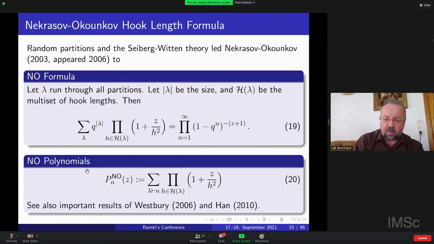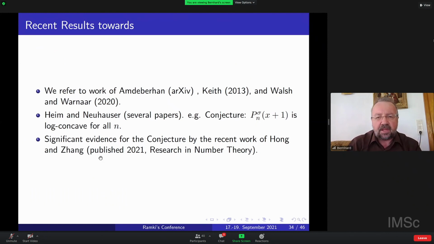So there's work of Westbury, Hahn, Abate Hahn. He made 3 conjectures. We proved 1, we disproved 1, and for 1 we gave numerical evidence. Case, Warner. And recently there's work of Hong and Zhang at MIT, who also gave evidence that what we conjectured, that these polynomials here are log concave, and they proved some partial result in this direction.